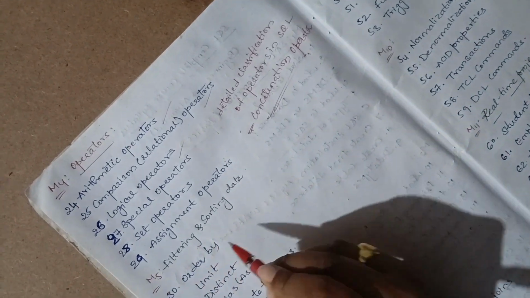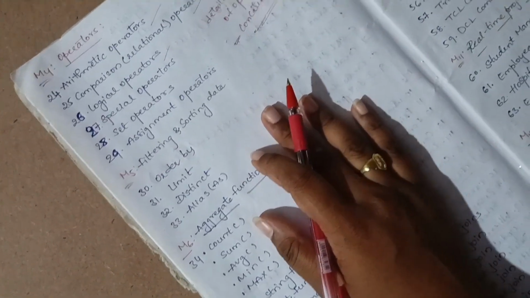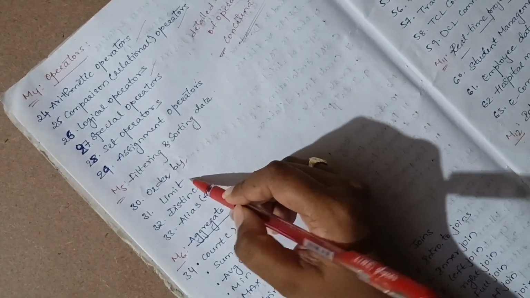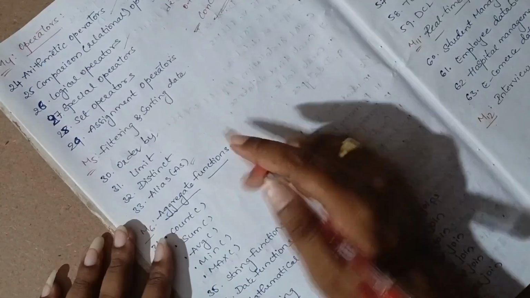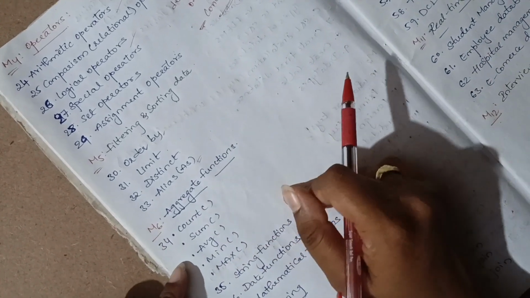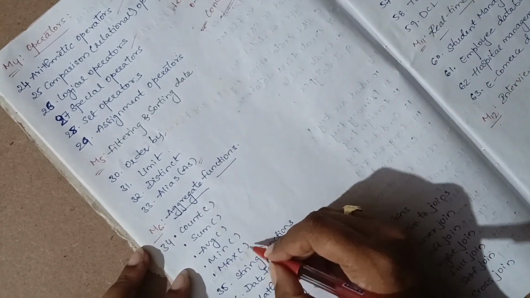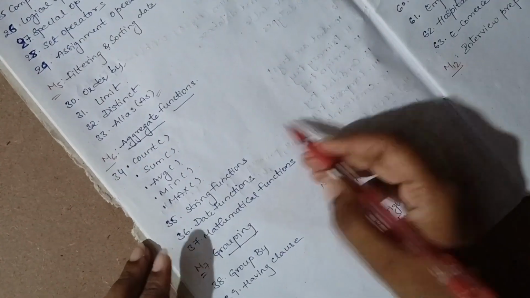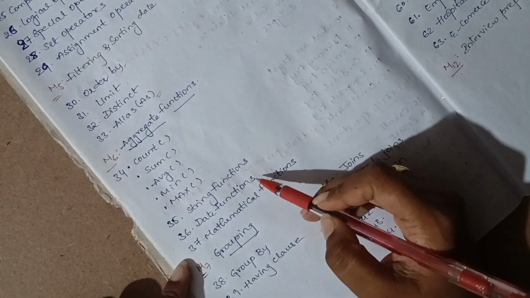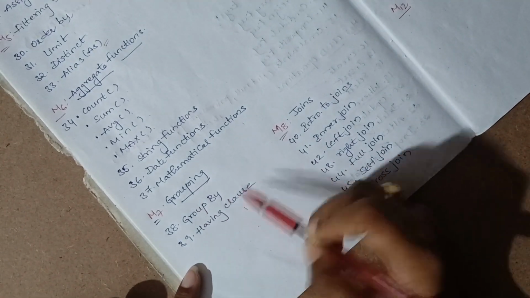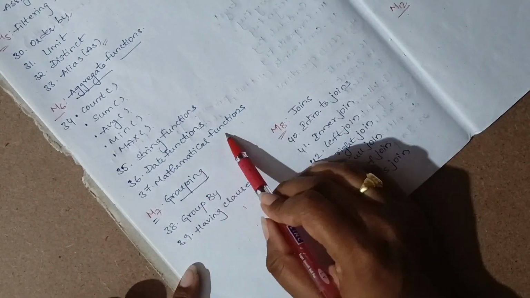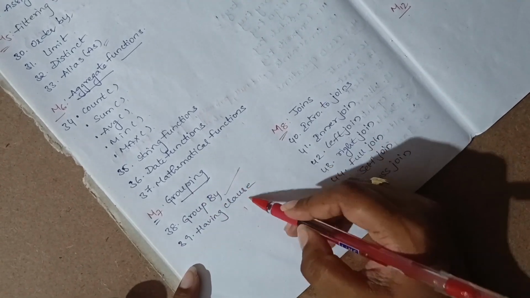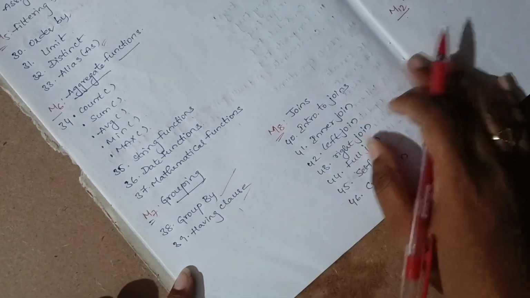And next, module 5 is for filtering and sorting data. You'll learn about order by, limit, distinct, and alias names there. When it comes to module 6, aggregate functions, here you will be learning the max function, min function, count function, sum function, and average function. We also have other types: string functions, date functions, and mathematical functions. And in module 7 we have grouping. In SQL, grouping is done by two methods, the group by method and the having clause method. So you will be learning that there.